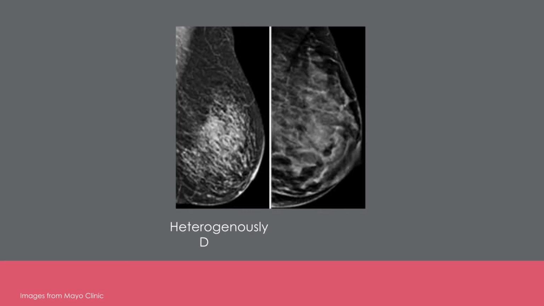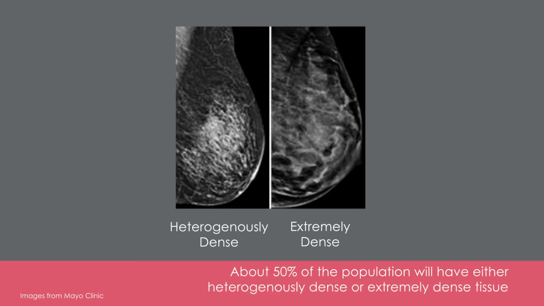The LB 195 is new legislation that allows us radiologists to inform patients when they have higher breast density, either heterogeneously dense or extremely dense. These higher breast densities are very normal, and almost 50% of the population will have either heterogeneously dense or extremely dense breast tissue. So it's not an abnormality, it's a normal finding.